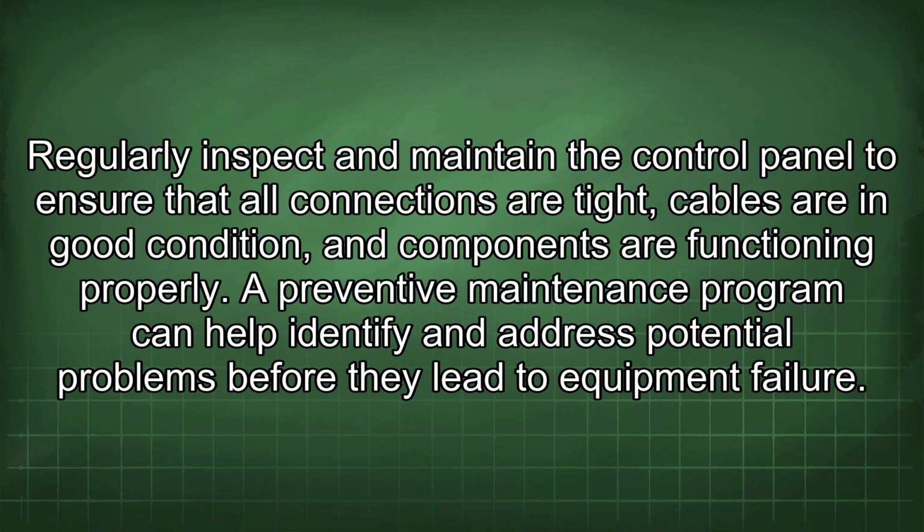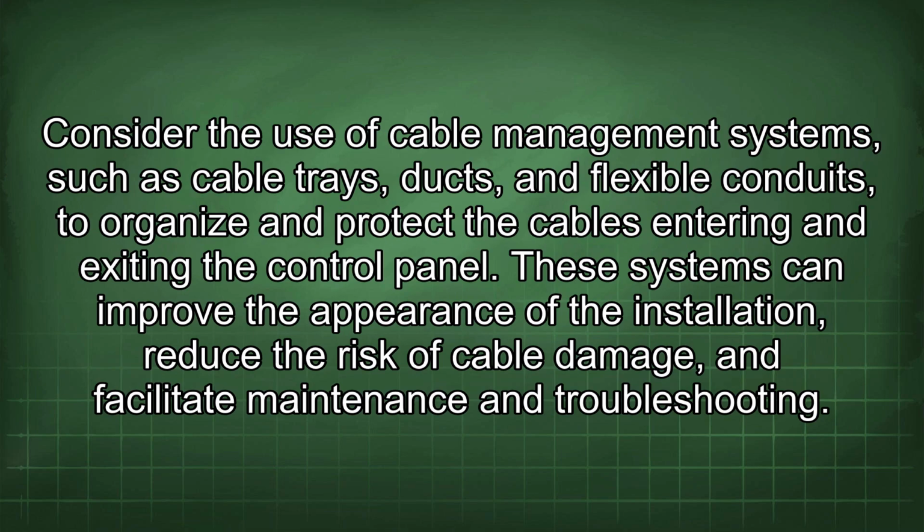Regularly inspect and maintain the control panel to ensure that all connections are tight, cables are in good condition, and components are functioning properly. A preventive maintenance program can help identify and address potential problems before they lead to equipment failure. Consider the use of cable management systems such as cable trays, ducts, and flexible conduits to organize and protect the cables entering and exiting the control panel. These systems can improve the appearance of the installation, reduce the risk of cable damage, and facilitate maintenance and troubleshooting.